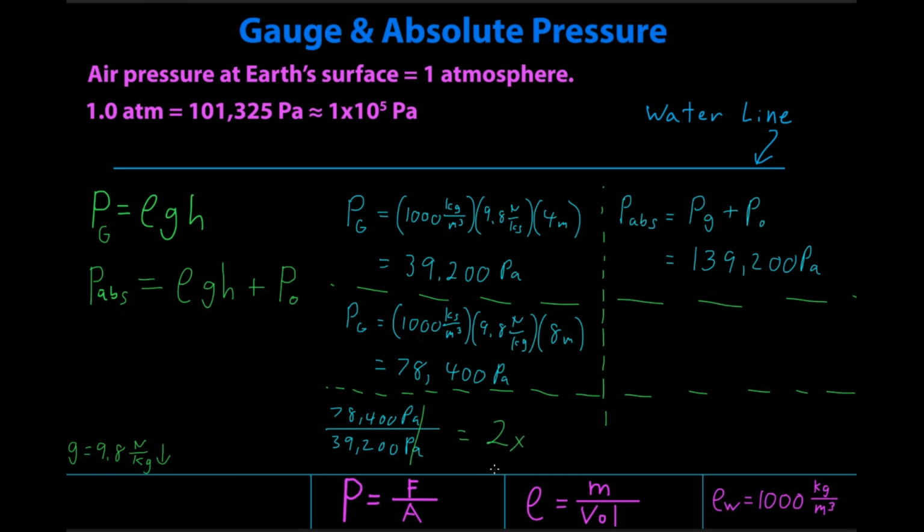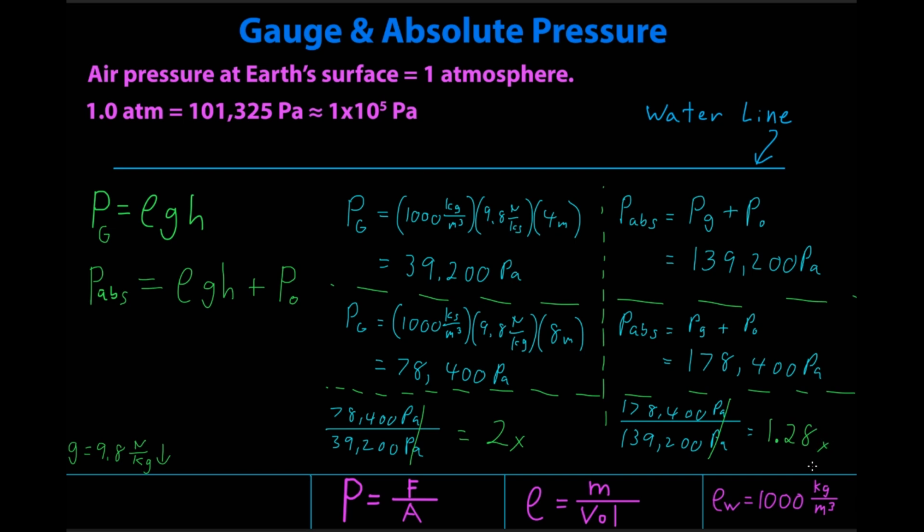So we get a 2 times multiplier if you go double the depth, if you're talking gauge pressure. Now, if you're talking absolute pressure, then the new pressure is 178,400 pascals. That value divided by our original value will give us a multiplier of about 1.28 times. So gauge pressure would double because it's relative to the surface. But since absolute pressure includes the atmospheric pressure at the surface, it does not double. So you can't use direct proportional reasoning, which is saying if the depth doubles, then the pressure doubles. That's only for gauge pressure.